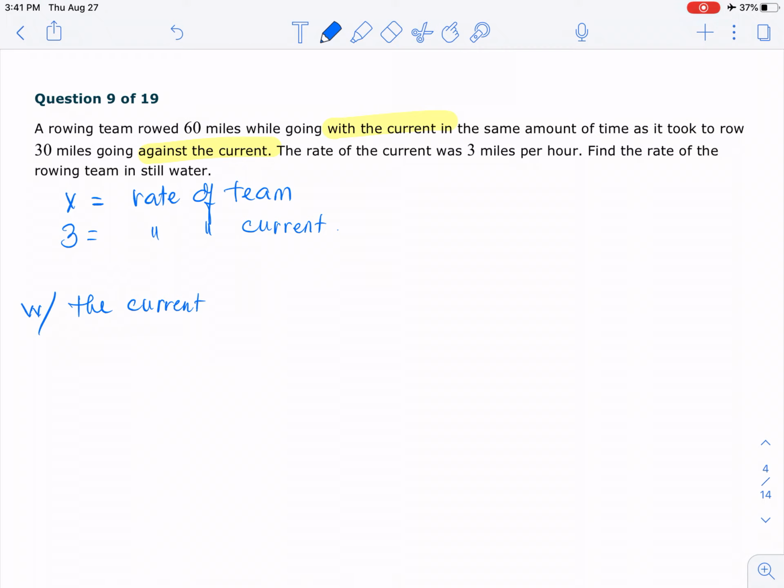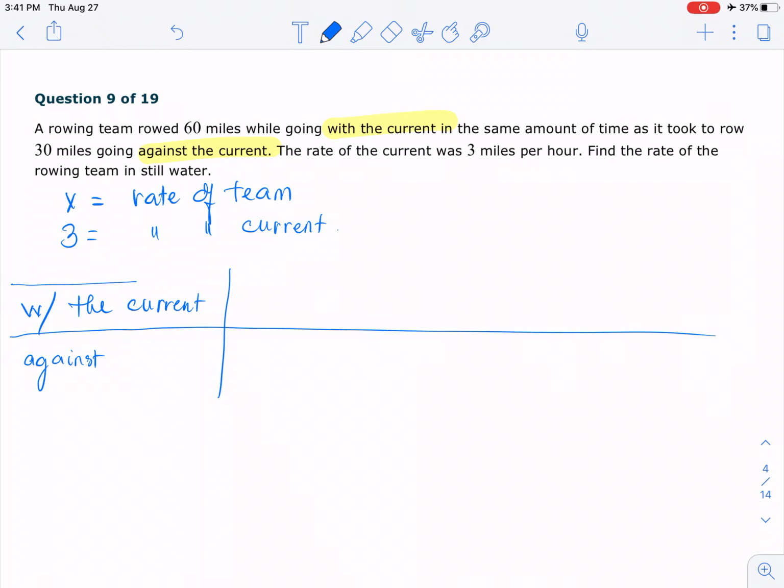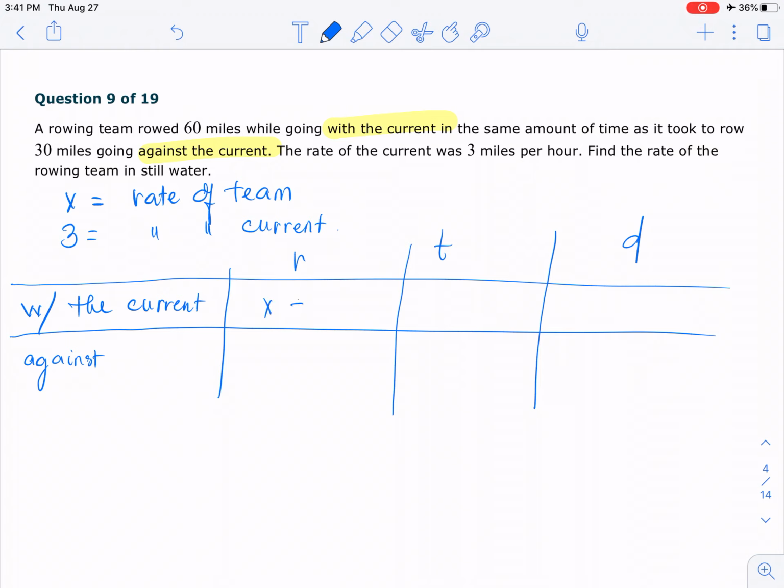Every time you see this type of problem, it's a motion problem, so we know that we have to deal with D equals RT. So I'm going to have R, I'm going to have T here. R times T is D. With the current, I have x plus 3. Against the current, I have x minus 3. That's the rate. Now, the rowing team rows 60 miles with the current, and 30 miles against the current.